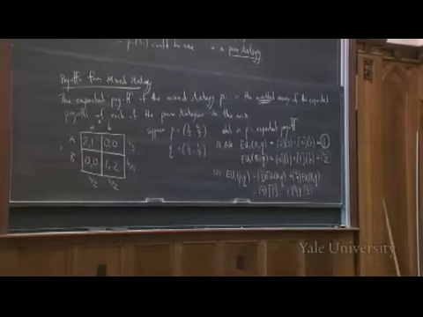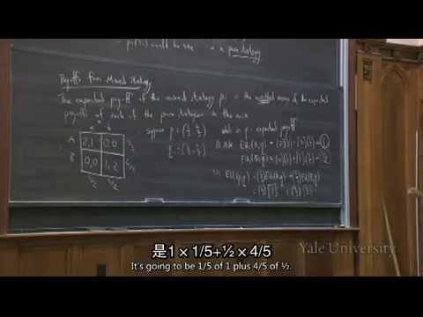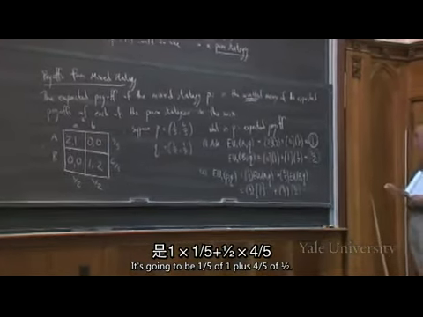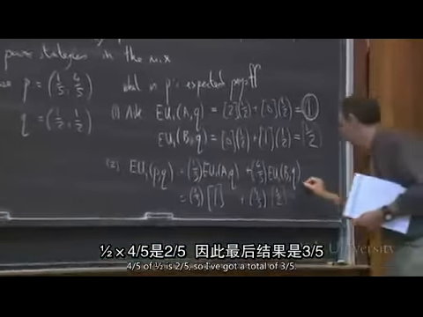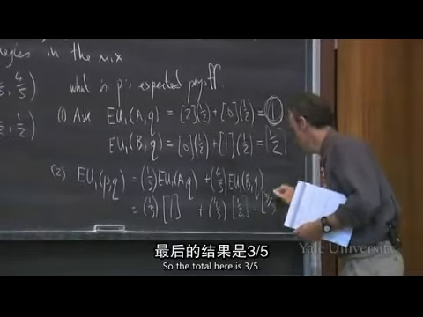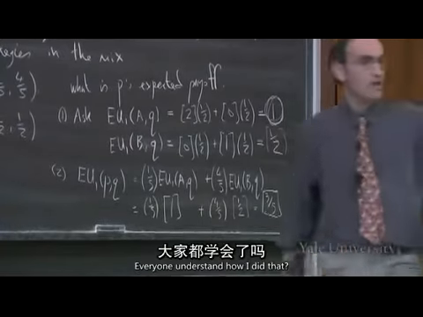You're okay? All right. And so the total here is what? It's going to be 1/5 of 1 plus 4/5 of 1/2. 4/5 of 1/2 is 2/5, so I've got a total of 3/5. All right, so the total here is 3/5. Everyone understand how I did that?